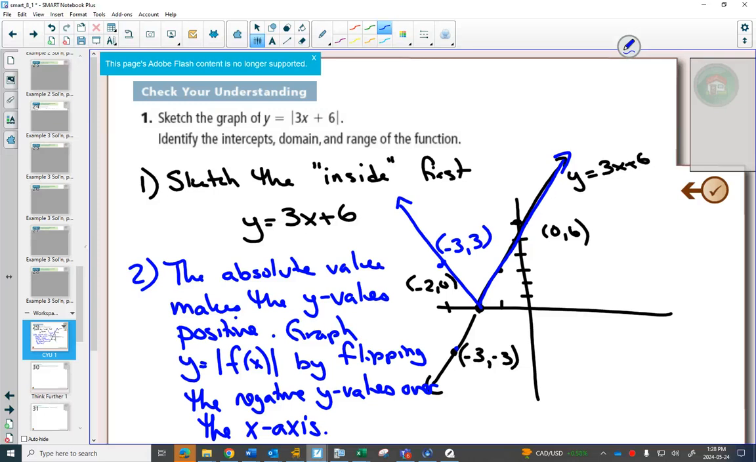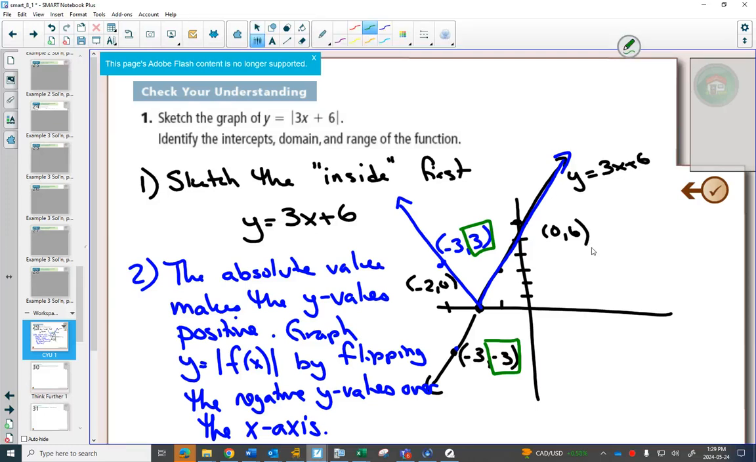So notice that on the original graph here, I have a y value that was negative. On my absolute value graph, that value is positive. You could do a table of values like they did in the examples that we did before and see that. But the quicker method is saying whatever my y values were negative with my original function, the absolute value is going to make them positive, which is going to flip them up and over.